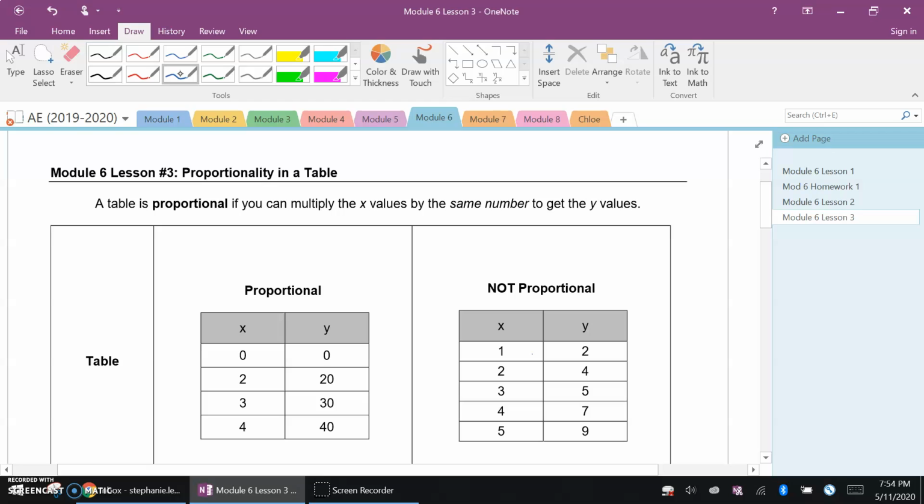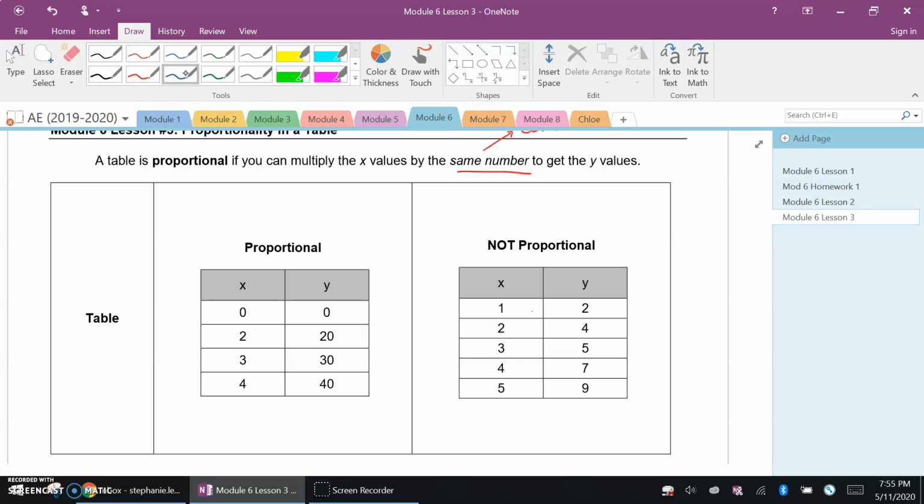Today we're going to do lesson 3, which covers a really important concept that you're going to use a lot in 8th grade, and it's called being proportional. You've done a little bit of this earlier in the year, but it's been a while. A table is proportional if you can multiply the x values by the same number every single time in order to get the y values. That same number is usually referred to as a constant, and they're going to talk about that a lot in 8th grade.